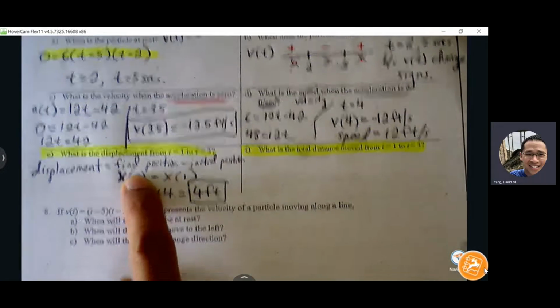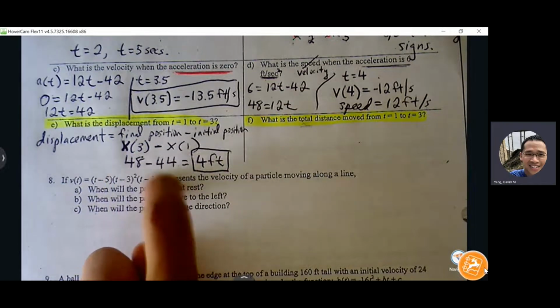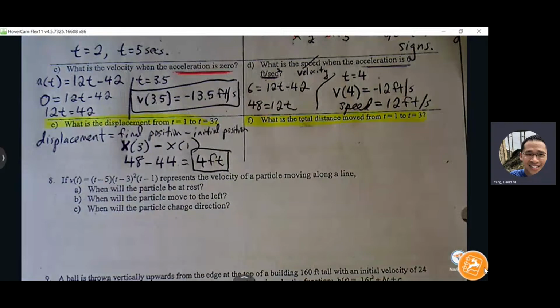So all you do is find the final position minus the initial position, and that's it. You don't touch the velocity function. That's all you need. Final minus initial. If you get a positive, that means you made forward progress. If you get a negative, that means you made negative progress. And we don't adjust anything. Whatever number we get, that's our displacement.